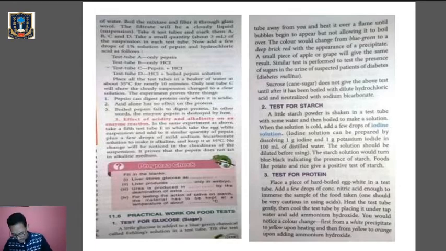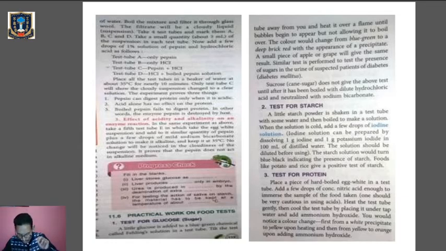Now we are going to check out the practical work on food tests. Okay, just listen carefully. We'll first check the test for glucose. And over here, one thing to remember is the chemical that we are going to use for the experiment and the change in the color. So first we will test for the glucose, for the sugar.